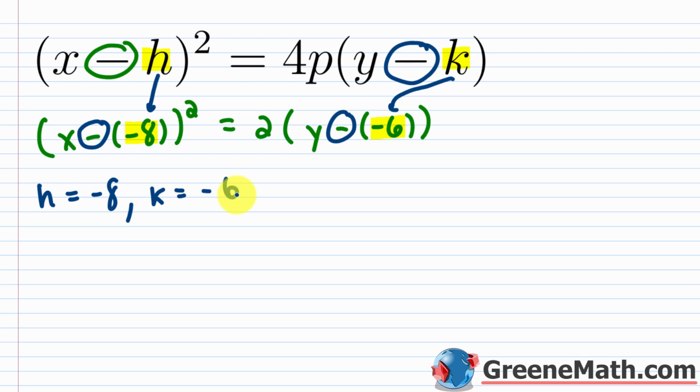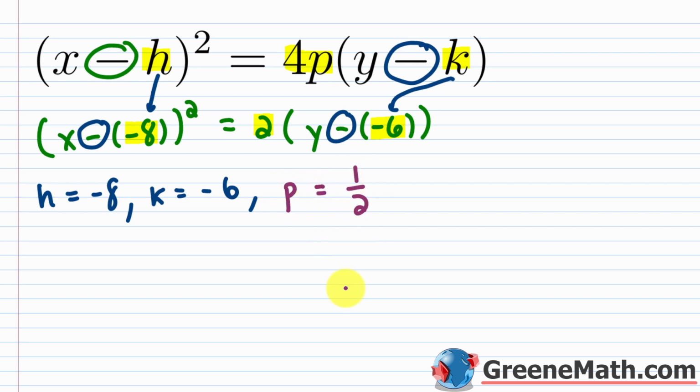Now, you also need to figure out what the p-value is. To do that, you're going to match this up with this. So you're going to solve the equation 4p is equal to 2. So let's divide both sides of the equation by 4. So this cancels, and you're going to get p equals 2 over 4, which is 1/2. So let's write that p is equal to 1/2.